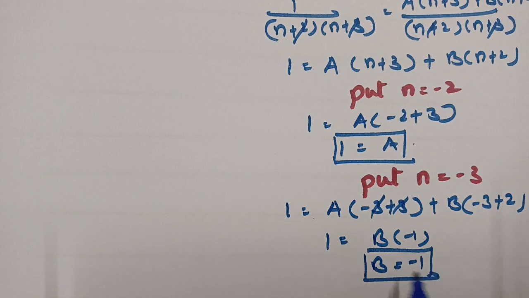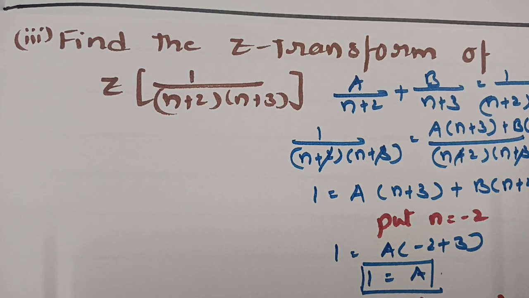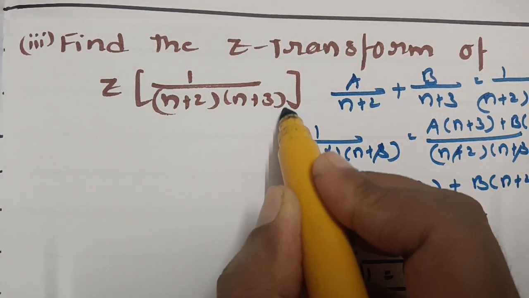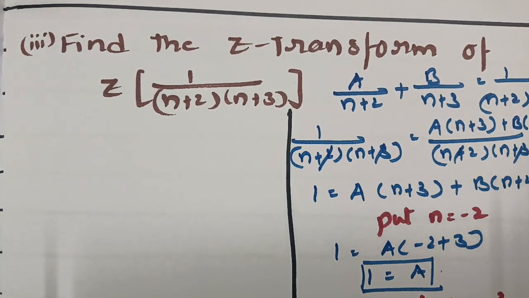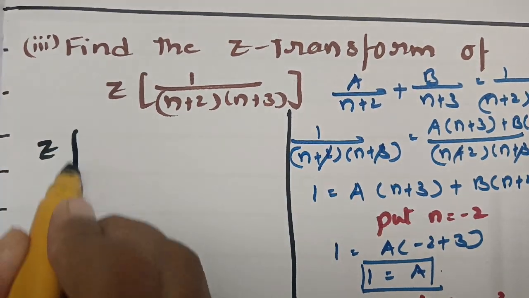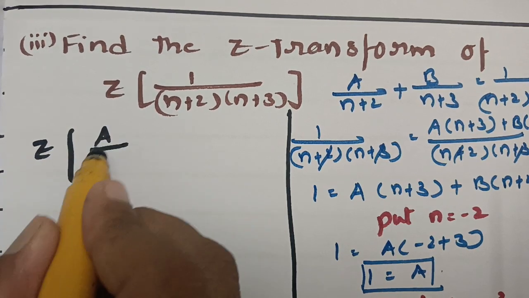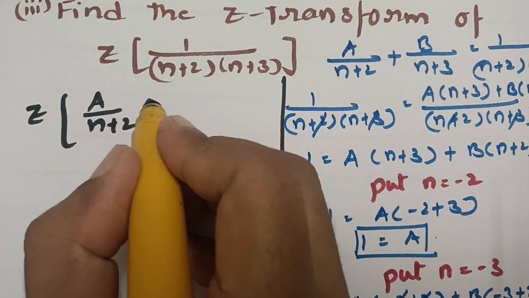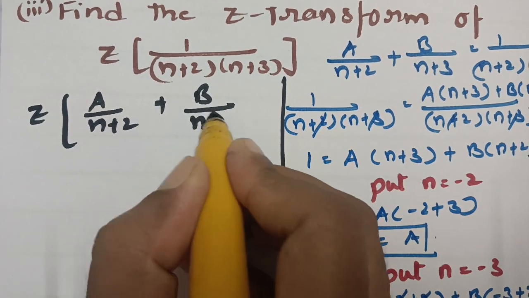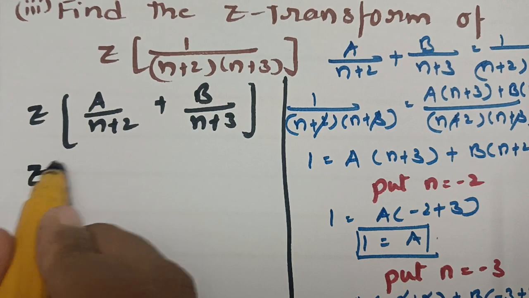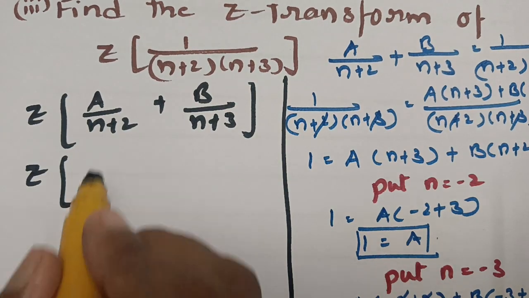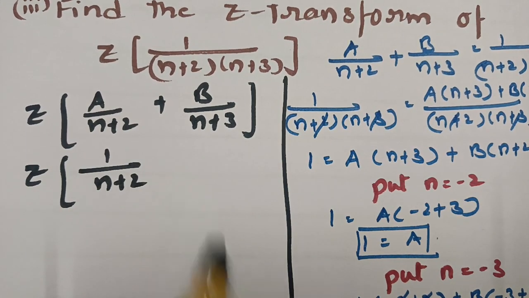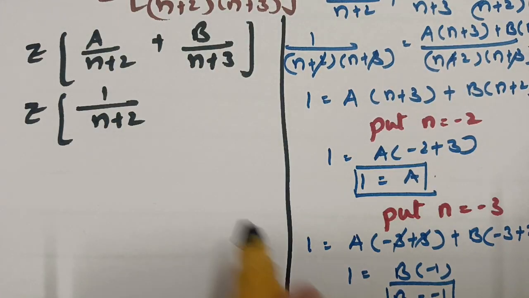So after getting a and b values, this can be transformed, all according to the partial fractions. The z transform of this can be written as a by n plus 2, clear? This is a by n plus 2 plus b by n plus 3. Now the z transform of, what is the value of a here? 1. So this is 1 by n plus 2 and the b value here is minus 1.